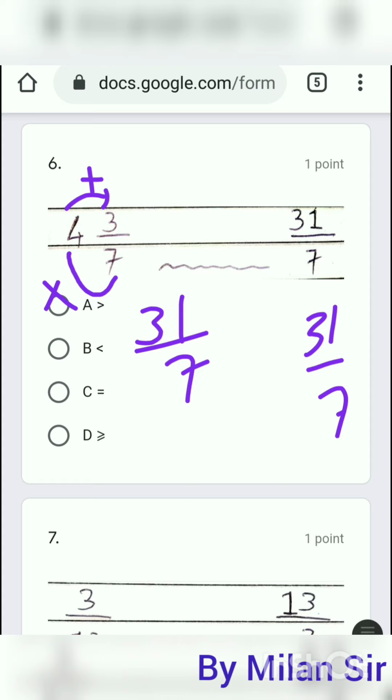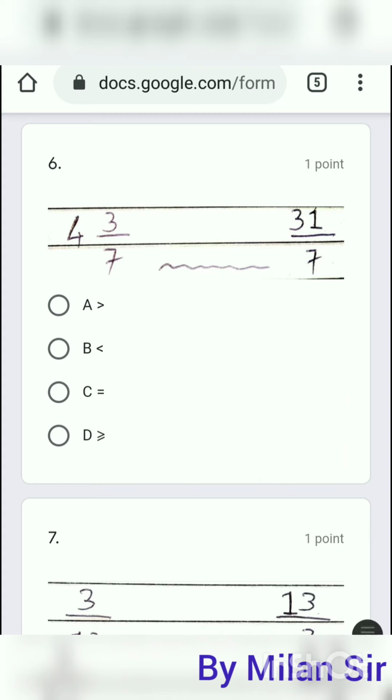So here we have both the numbers same, so we can put is equals to sign here. Okay, we need to put is equals to sign here. So 31 by 7 is equals to 31 by 7. So option C is correct. Okay.